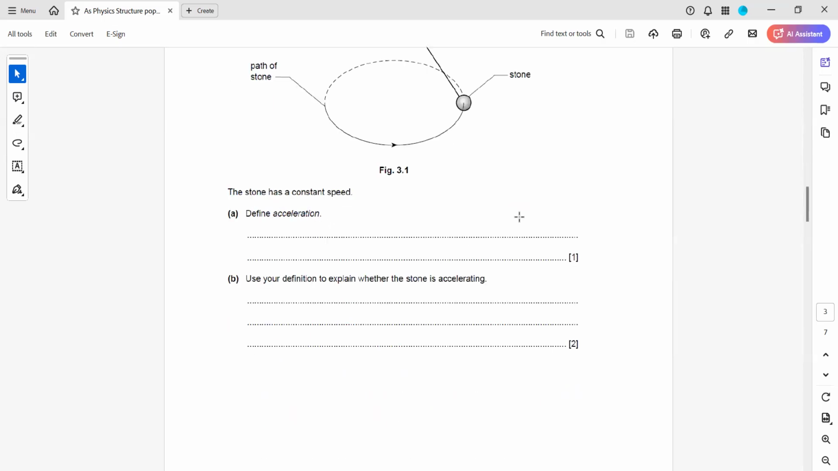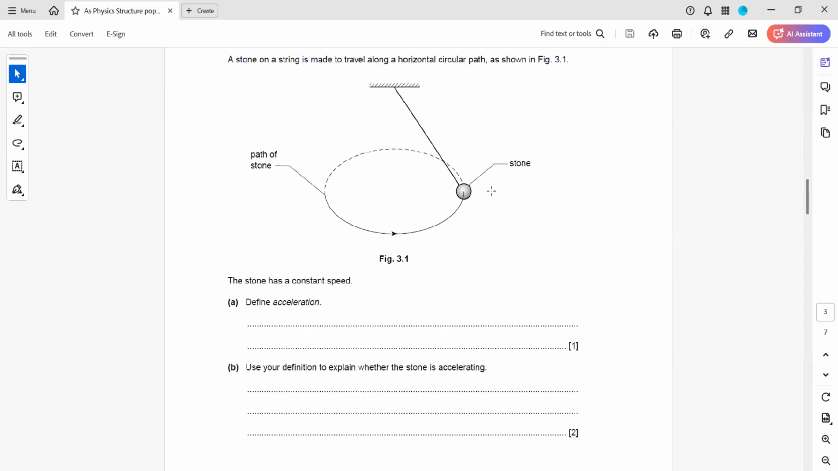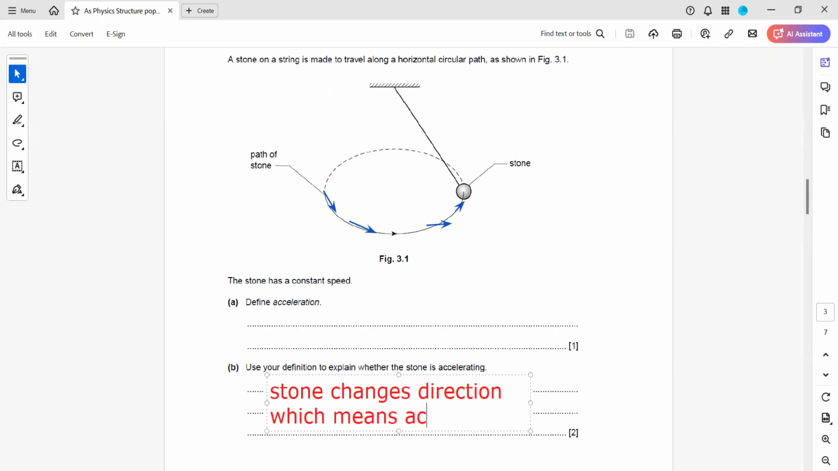Use the definition of acceleration. Explain why the stone is accelerating. Why is this stone accelerating? Because the stone is changing direction. When the direction changes, there's a change in velocity. So the point you have to mention: the stone changes direction, which means the velocity changes, and that will cause acceleration. So change in direction means change in velocity, and change in velocity means the object is accelerating.